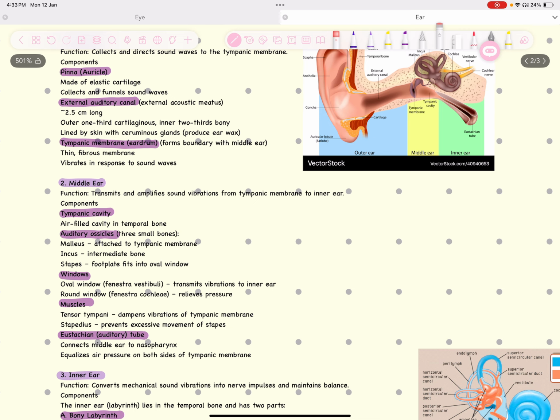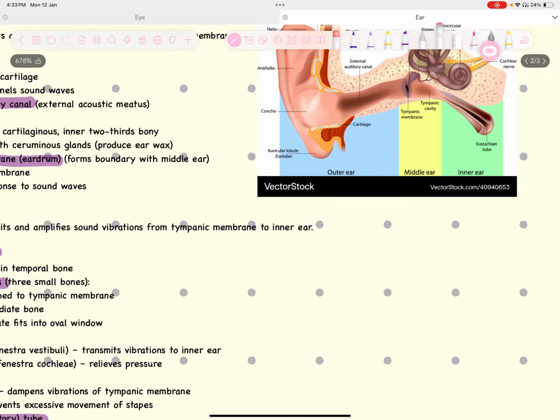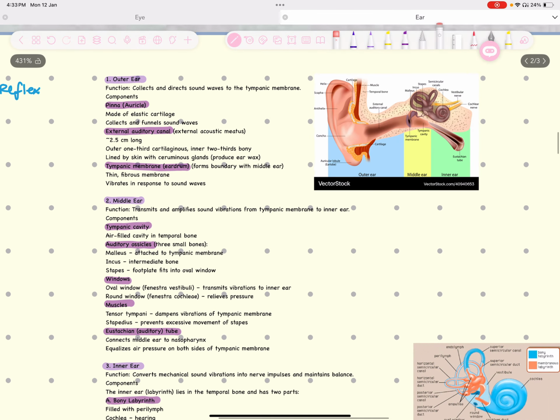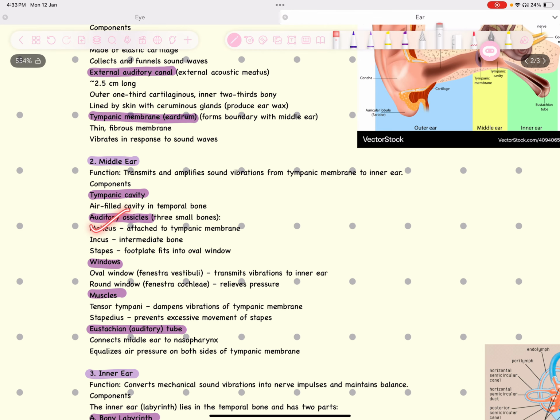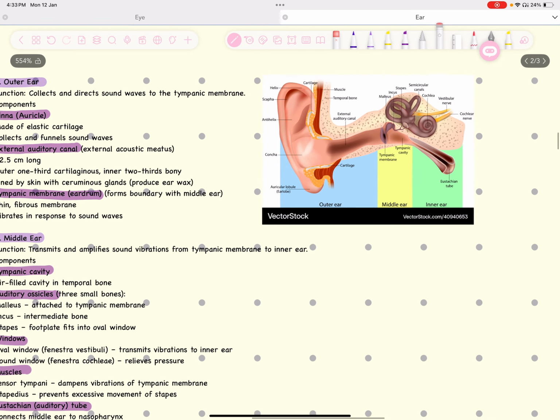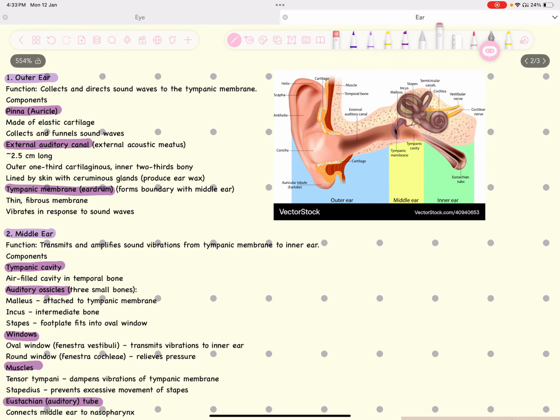In the middle ear you have the tympanic cavity, which is the air-filled cavity in the temporal bone. This entire bone is the temporal bone, right? So air-filled cavity, tympanic cavity is a part of your middle ear. Other than that, the ossicles. Auditory ossicles, there are three small bones: malleus, incus, and stapes. M-I-S, malleus, incus, and stapes. Malleus is attached to the tympanic membrane, and after that you have the incus, and then you have your stapes.